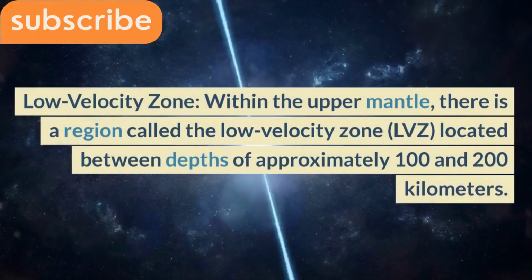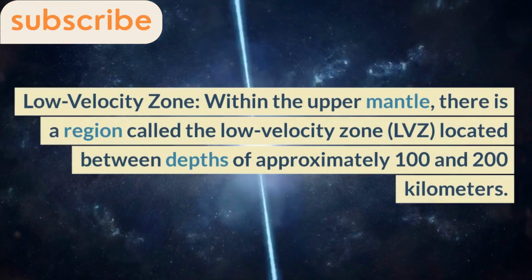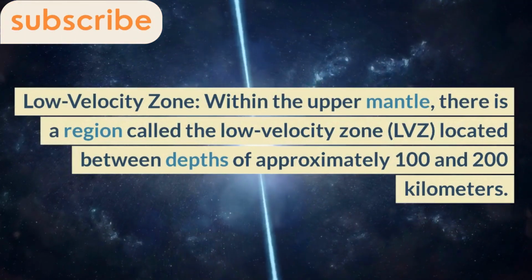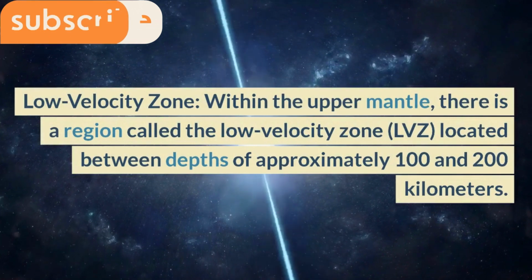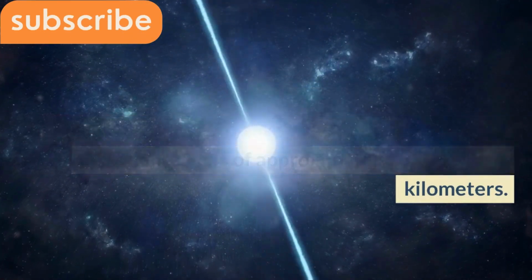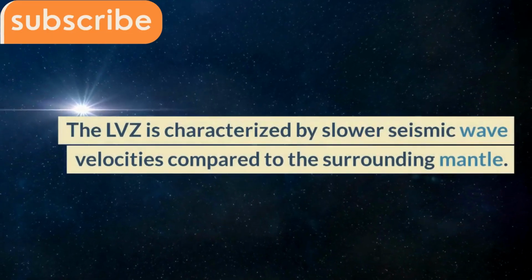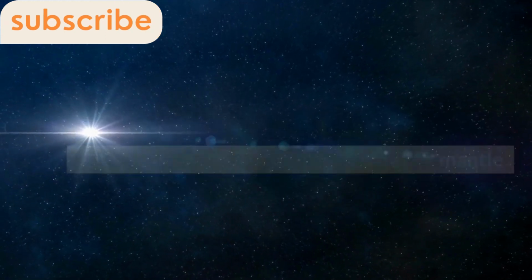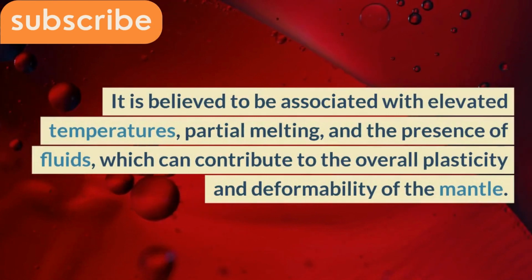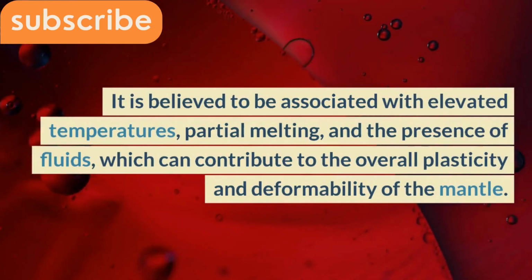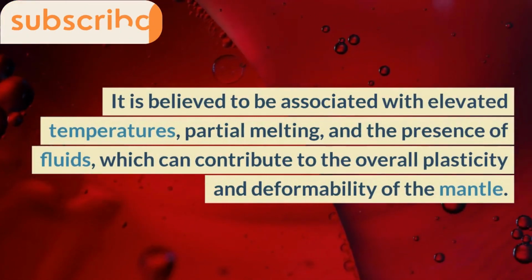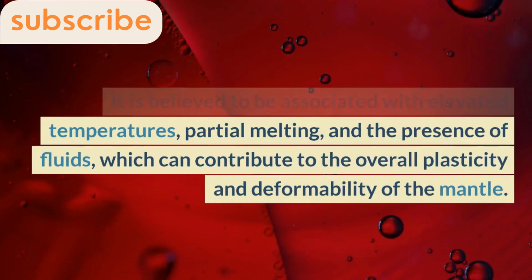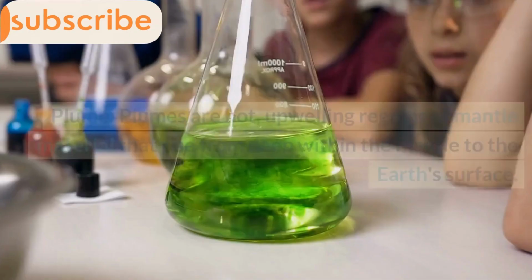Low velocity zone. Within the upper mantle, there is a region called the Low Velocity Zone, LVZ, located between depths of approximately 100 and 200 kilometers. The LVZ is characterized by slower seismic wave velocities compared to the surrounding mantle. It is believed to be associated with elevated temperatures, partial melting, and the presence of fluids, which can contribute to the overall plasticity and deformability of the mantle.